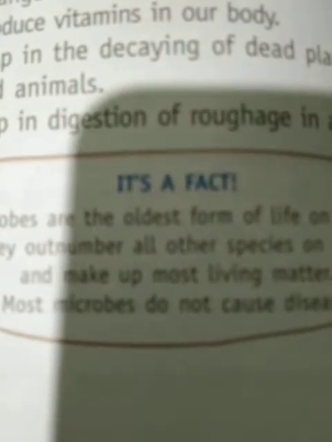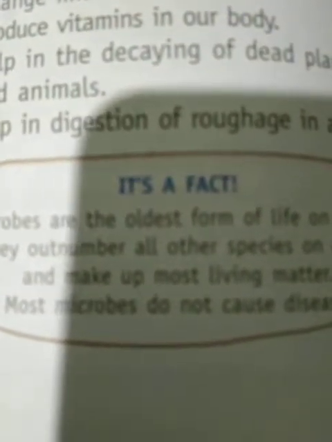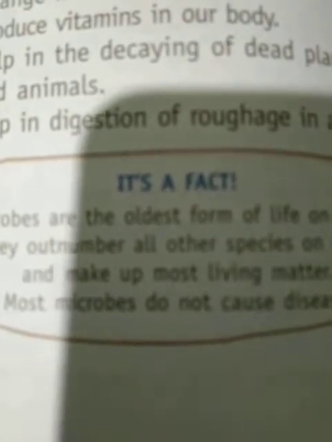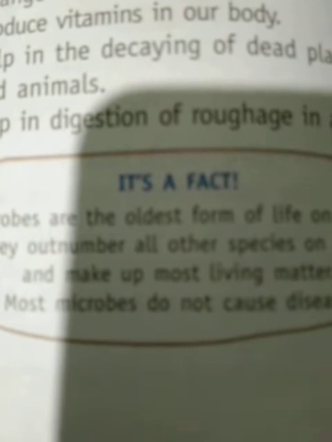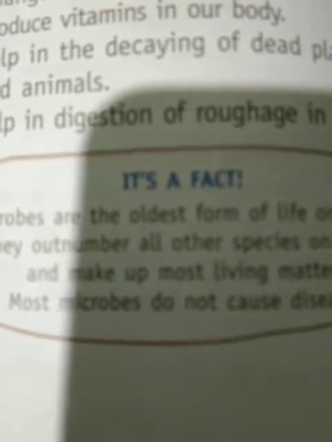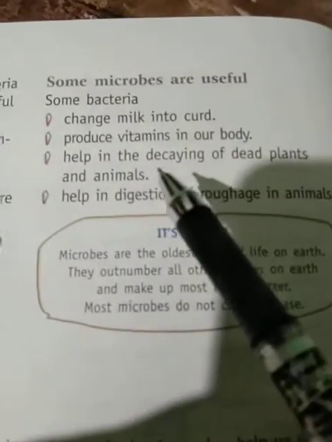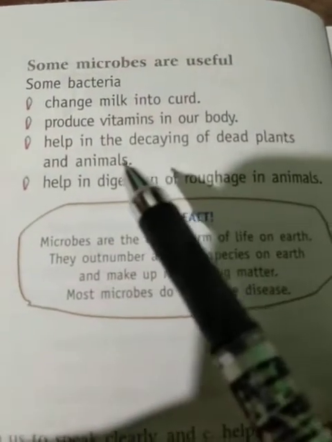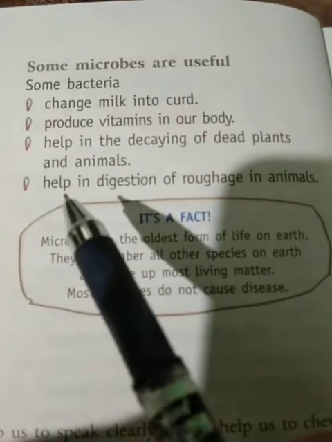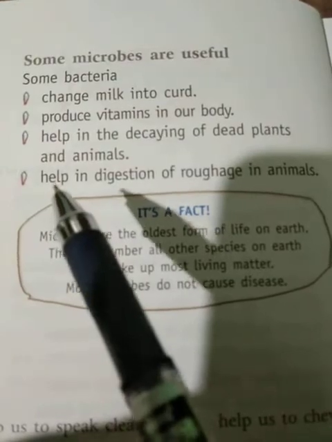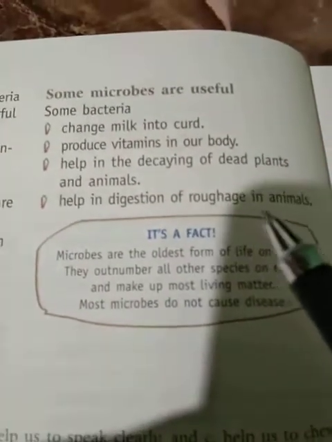They are known as decomposers in our environment. So these decomposers, or indirectly if I say microbes, are very much useful for us, which help in decaying of dead plants as well as animals. Now come to the fourth point. These useful microbes help in digestion of roughage in animals.